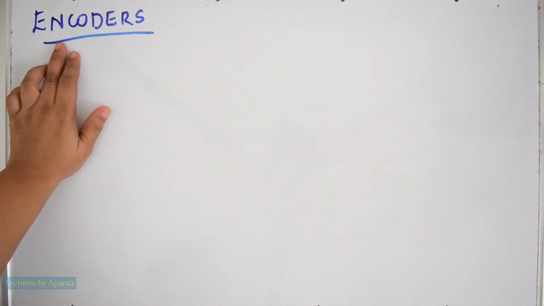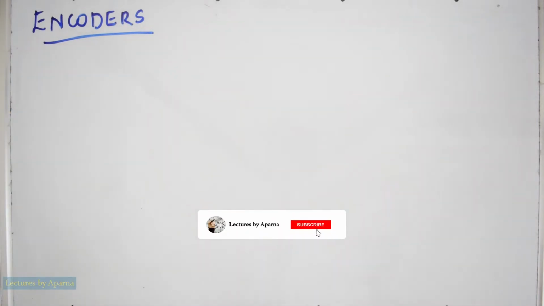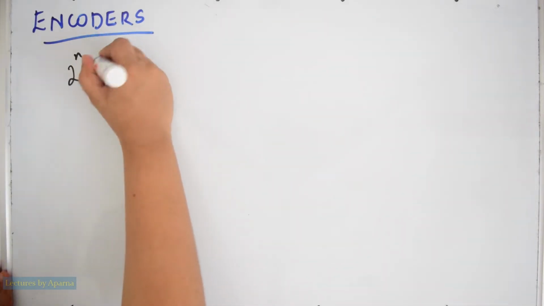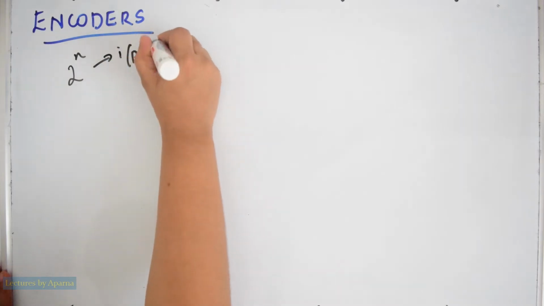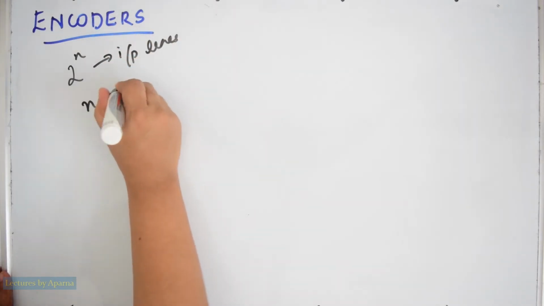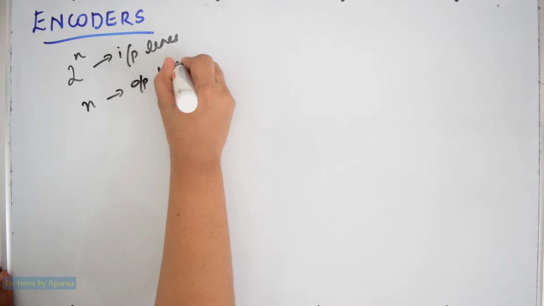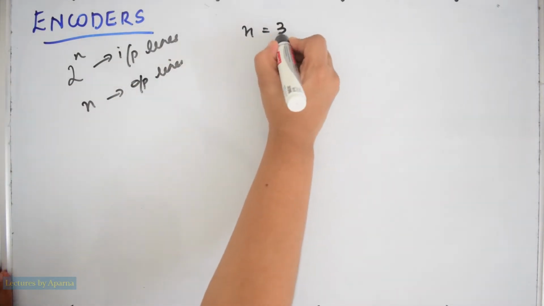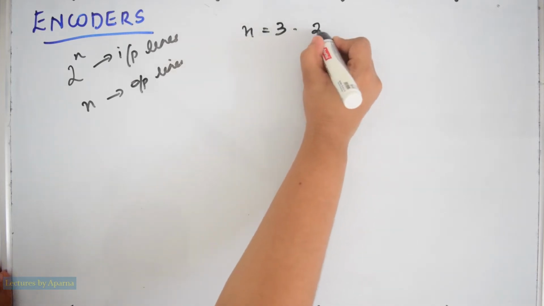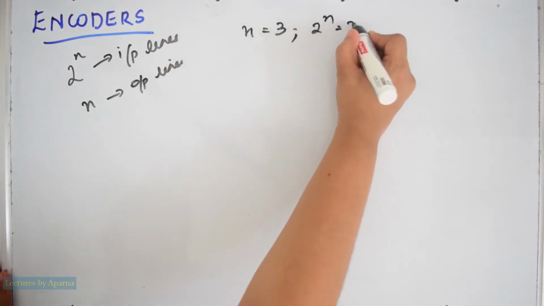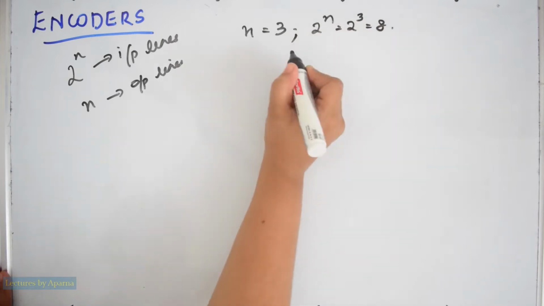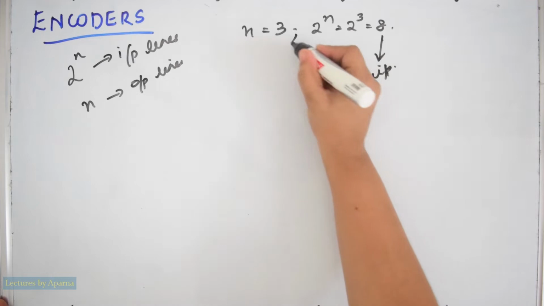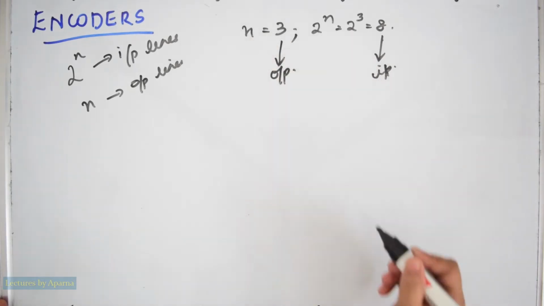So today let's discuss encoders. If we have 2 raised to n input lines for the encoder and n output lines, what does an encoder do? Let's take n equal to 3. In that case 2 raised to n will be 2 raised to 3, equal to 8. So it will have 8 input lines and 3 output lines.